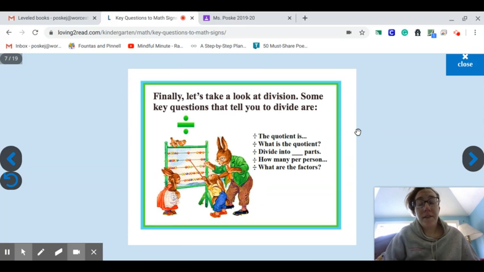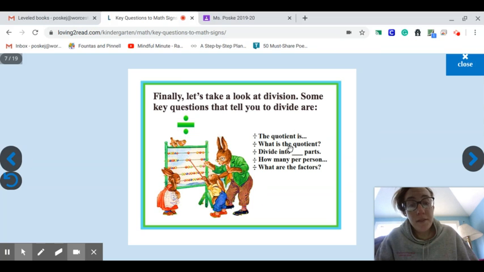Finally, let's take a look at division. Some key questions that tell you to divide are: the quotient is, what is the quotient? Divide into blank parts. How many per person? What are the factors? So when you see factors, you can also use division. Quotient, this is a big one, is the answer to a division equation. When you divide something into so many parts, we talked about equal groups, meaning division. How many per person? So equal groups.